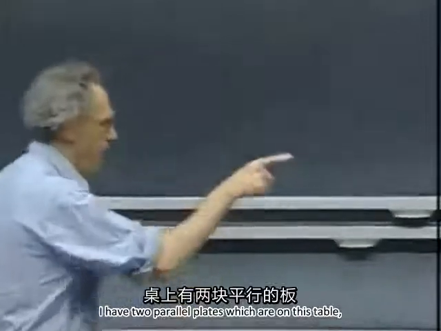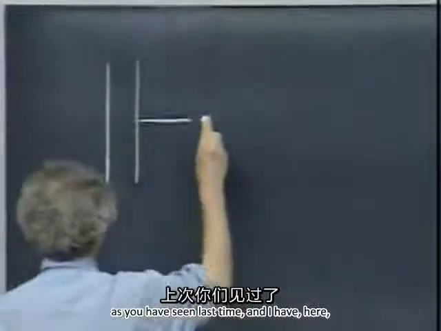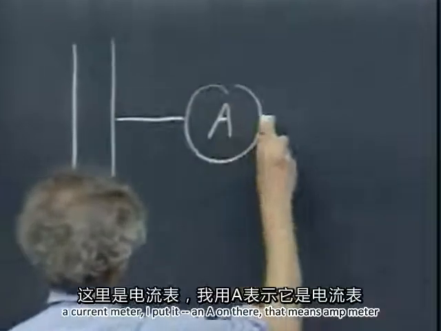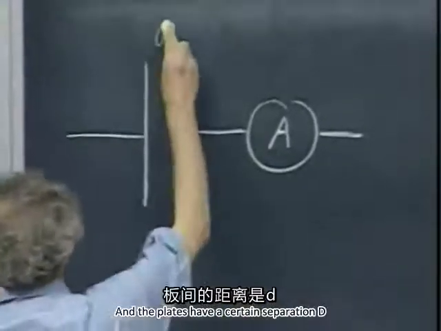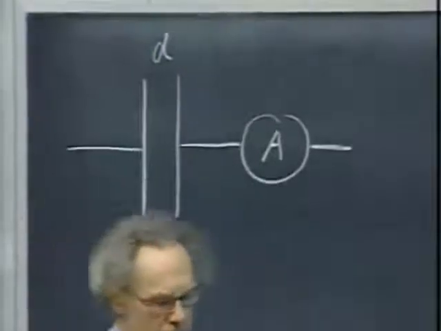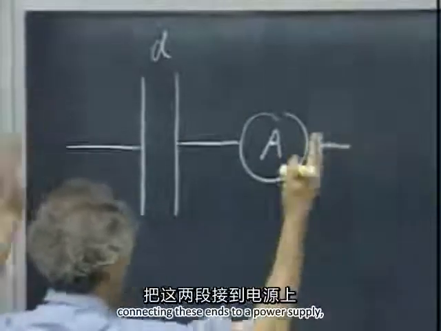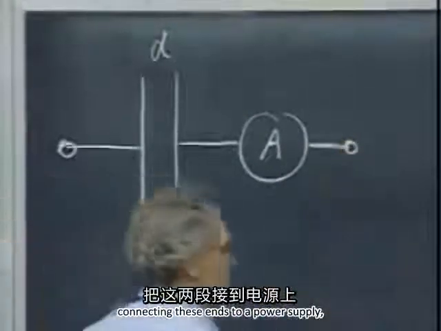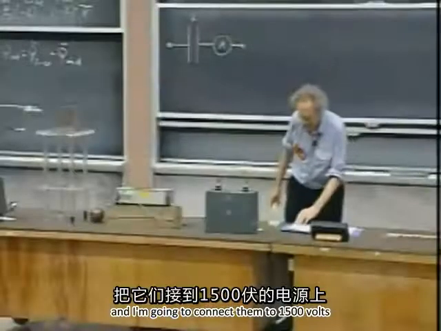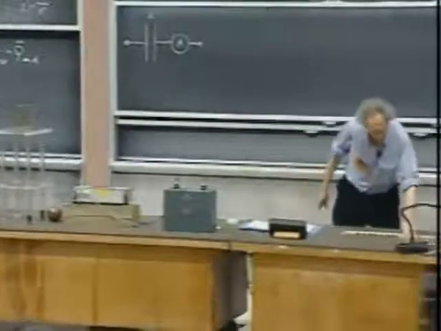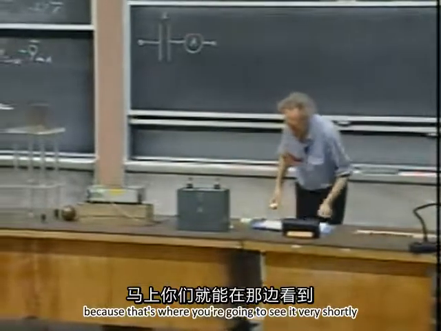I have 2 parallel plates which are on this table, as you have seen last time. And I have here a current meter. I put an A in there, that means ammeter. And the plates have a certain separation D. I'm going to charge this capacitor up by connecting these ends to a power supply, and I'm going to connect them to 1500 volts. I'm already going to set my lights because that's where you're going to see it very shortly.